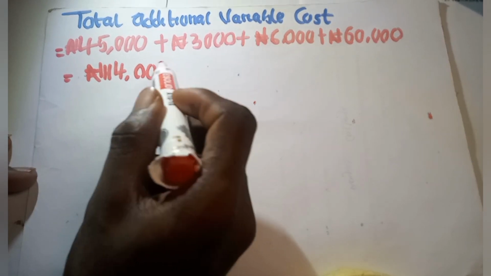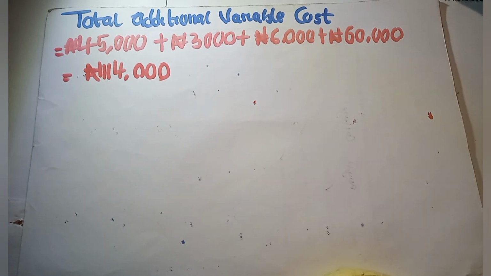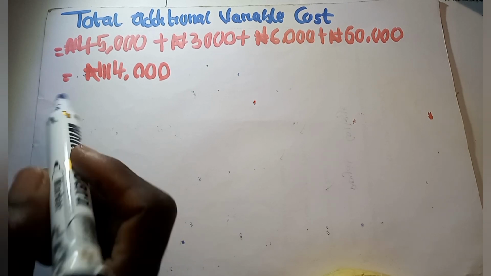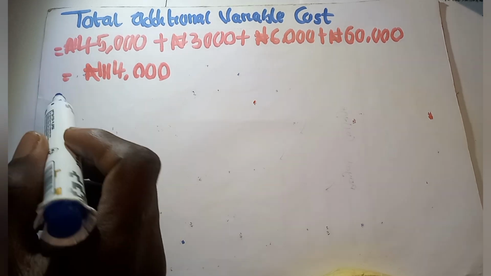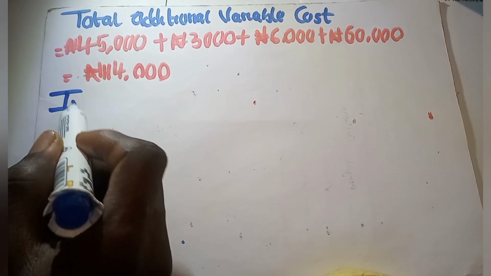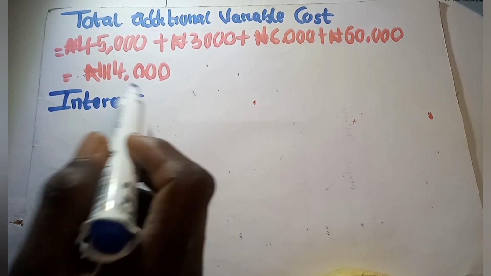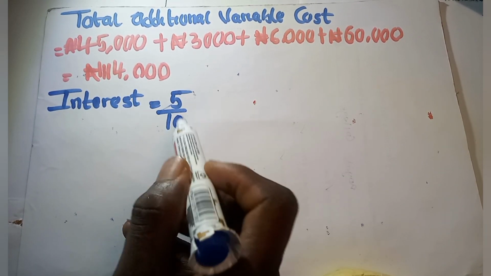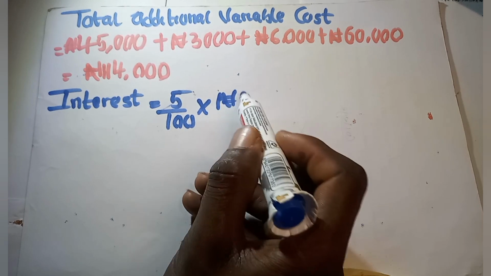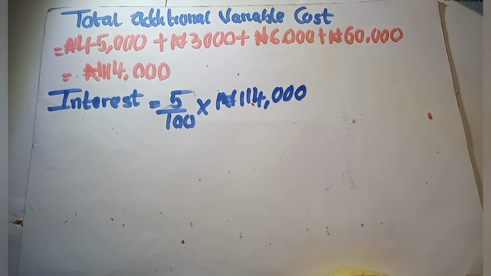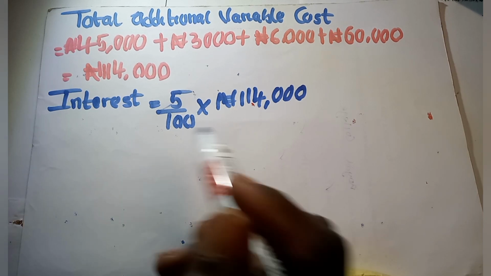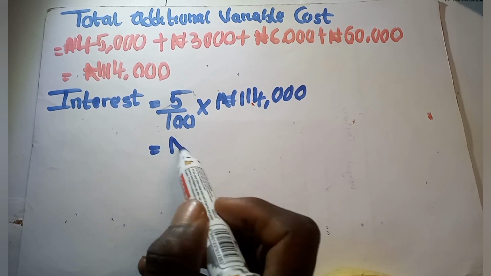114,000 naira. So I'm going to be estimating the interest rate on this 114,000 naira. Don't forget that the ruling interest rate is 5%, which is also 0.05. Interest will be 5 over 100 multiplied by 114,000 naira. Multiplying this by 0.05, I'm going to have 5,700.